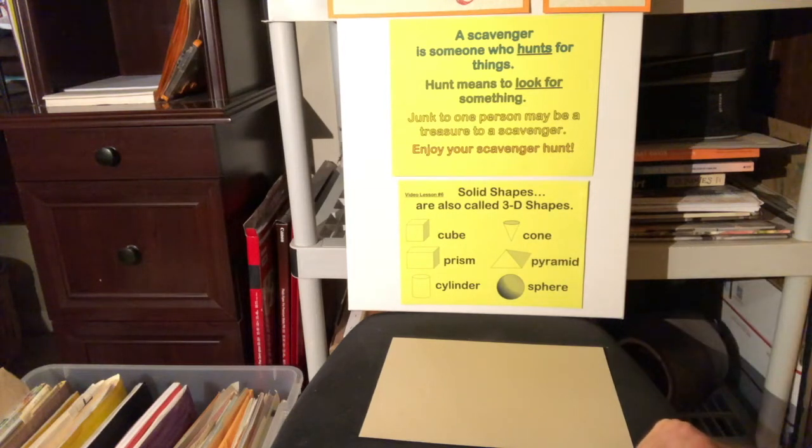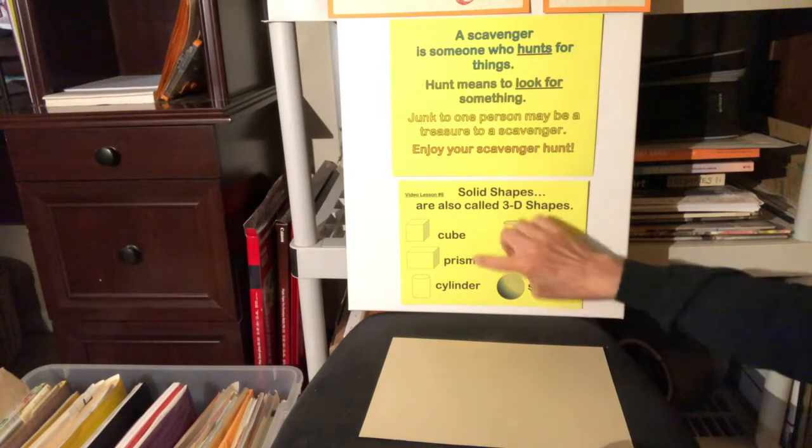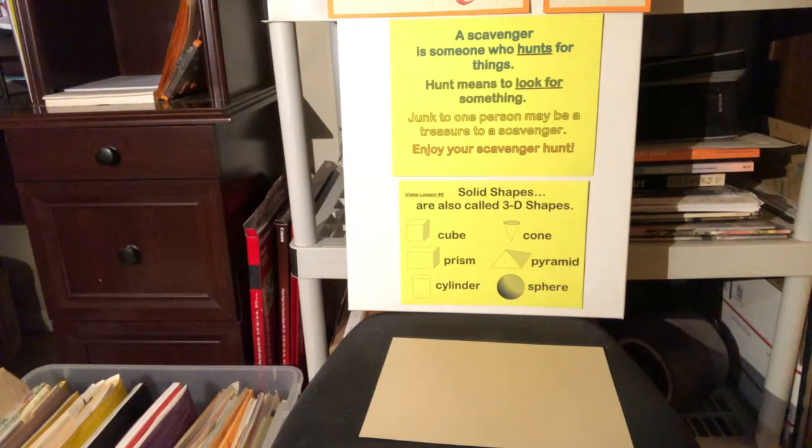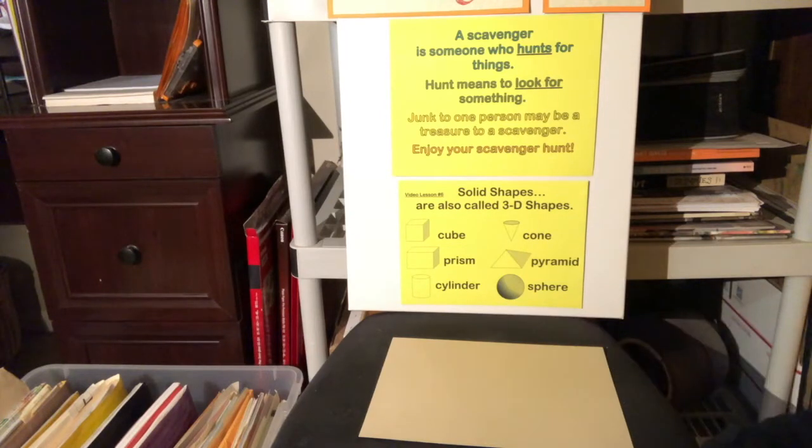Now, a pyramid's an interesting one. There can be two kinds of pyramids. One kind of pyramid can have a square base at the bottom, and then the other faces are shaped like triangles. The other type of pyramid can have a triangle base on the bottom, and then the other faces are also shaped like triangles. I don't think we're going to run into any pyramids in our scavenger hunt today, but I'd still like you to know what they are.